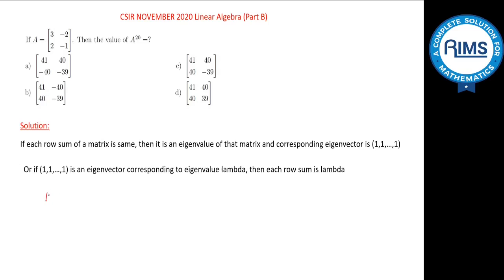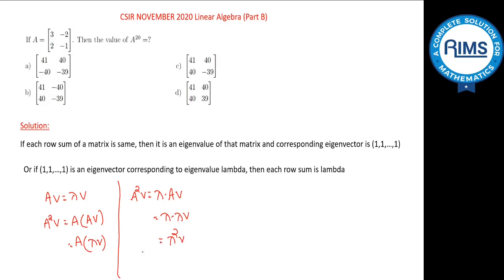That is, we can write AV equal to lambda V, where lambda is the row sum of this matrix and the corresponding eigenvector is V, and V is equal to (1, 1, 1, ..., 1). Then what is A square V? We can write A square V as A of AV. And what is AV? AV equal to lambda V. So A of lambda V, and here lambda is a scalar quantity, so we can take lambda outside, that is A square V equal to lambda into AV. Again AV equal to lambda V, that is lambda into lambda V, which will become lambda square V, that is A square V equal to lambda square V.